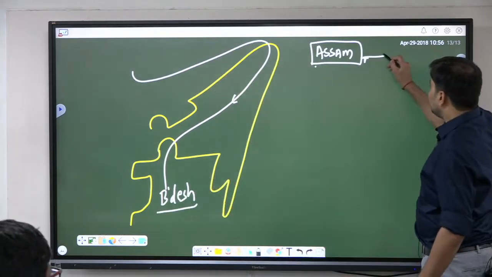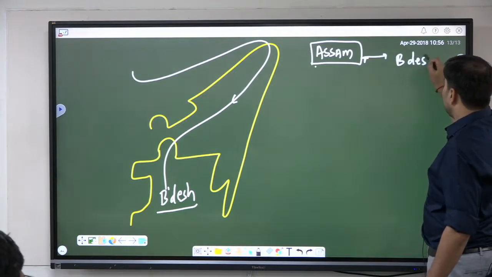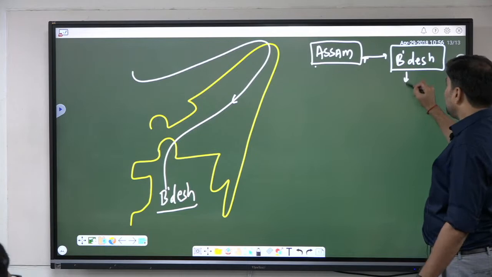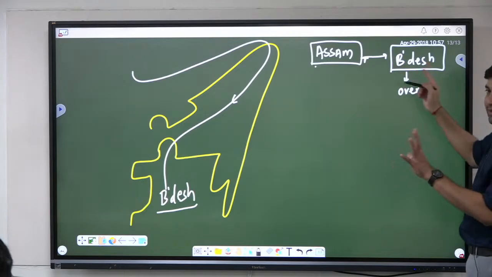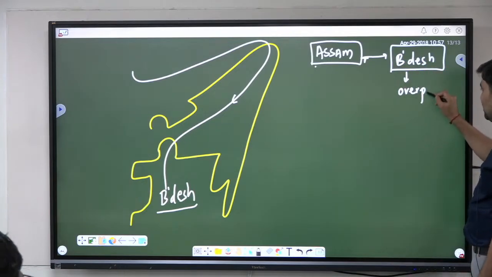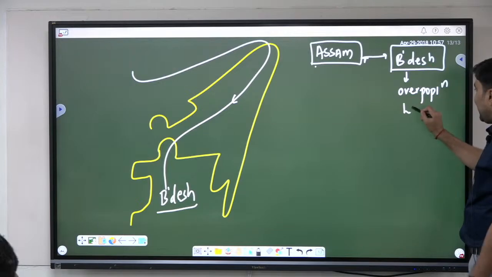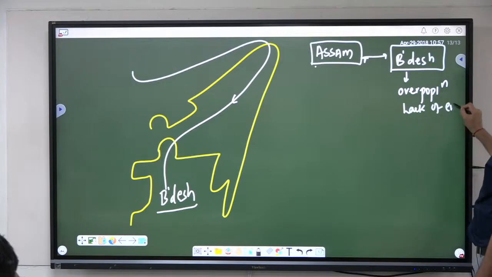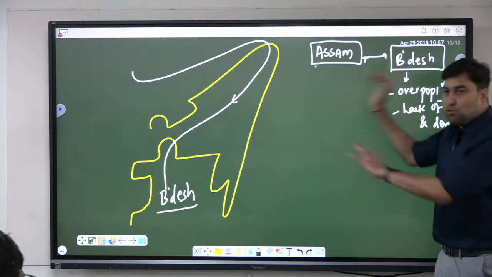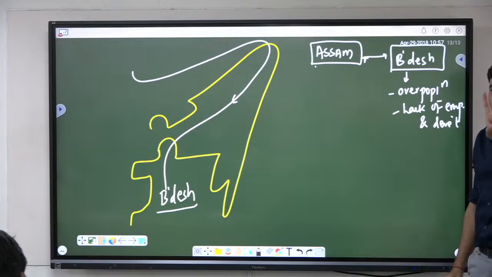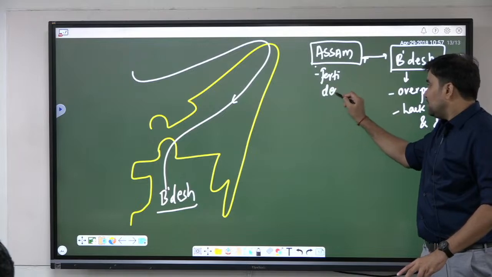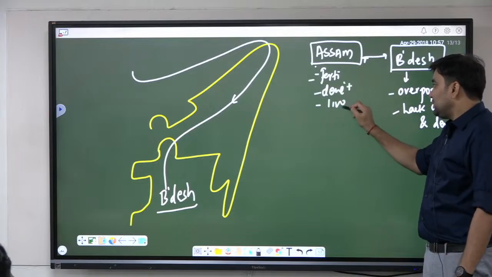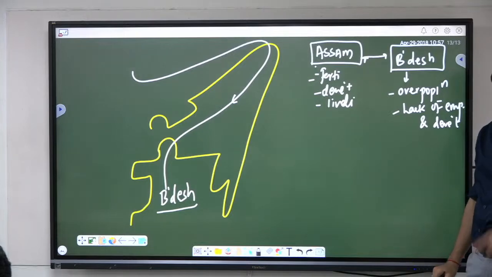Now, if you try to understand Assam and Bangladesh, what is the difference? In Bangladesh, there is over population and there is lack of employment opportunities and lack of development, correct? And here in Assam it is the complete opposite: fertile, development, livelihood opportunities. These are the three positive things of Assam.